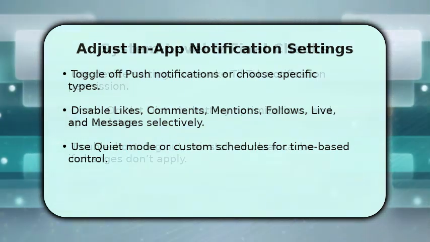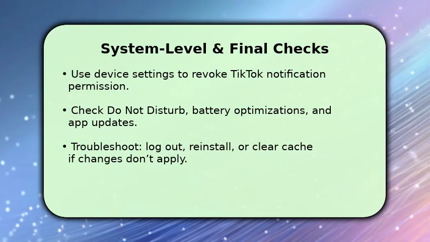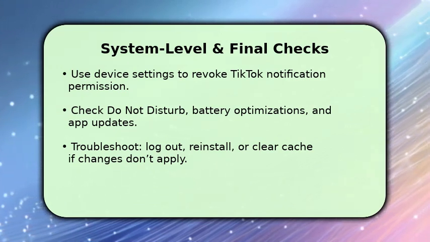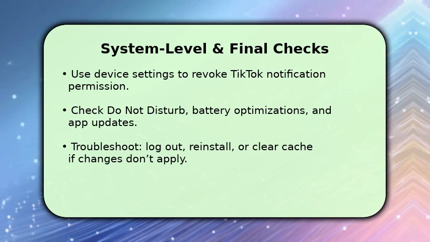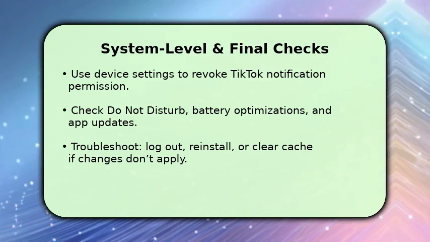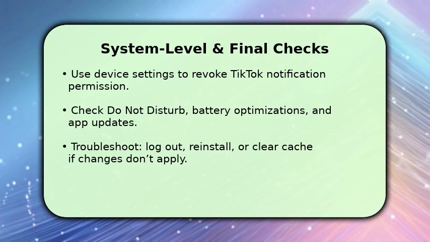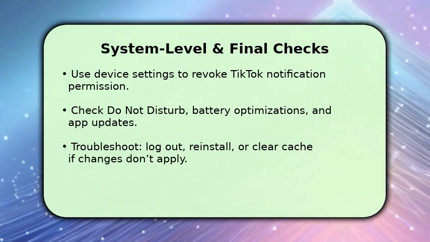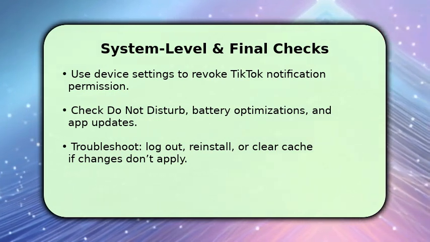Go to iOS or Android settings, apps, TikTok, notifications, and revoke or refine permission to stop push entirely. Once done, verify do not disturb and battery optimization rules aren't re-enabling alerts. If notifications persist, log out and back in, clear the app cache, or reinstall the app to force settings refresh.